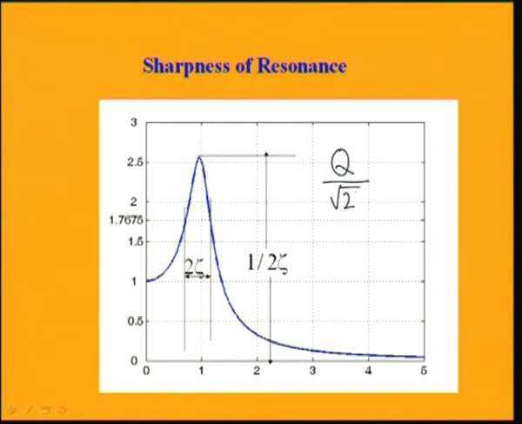So, when the amplitude becomes Q by root 2, above that we should not operate the system, and you can see that it is also known as the half power point. So, at Q by root 2 if I plot, in this case I have taken zeta equal to 0.2 and I have plotted this response curve for a particular system. In this system if I take Q by root 2, it comes to be 1.7675.